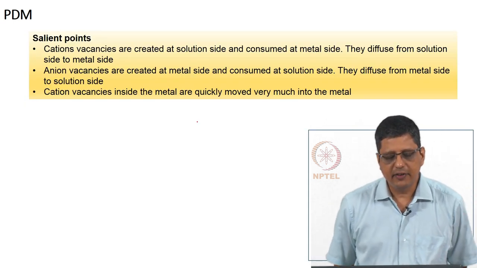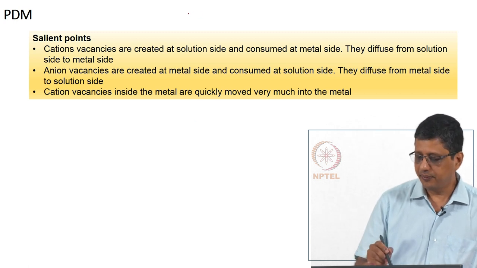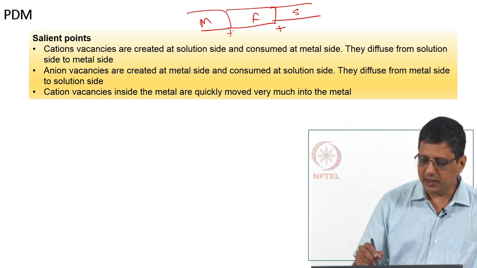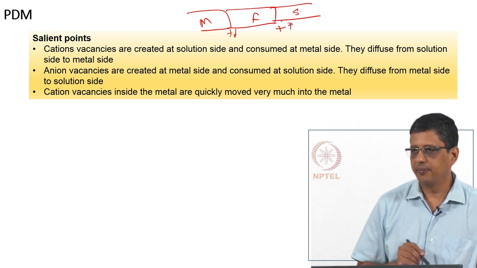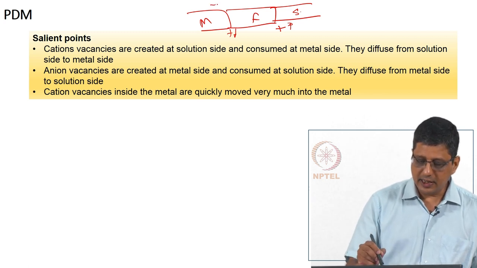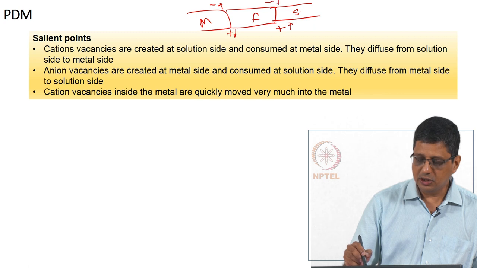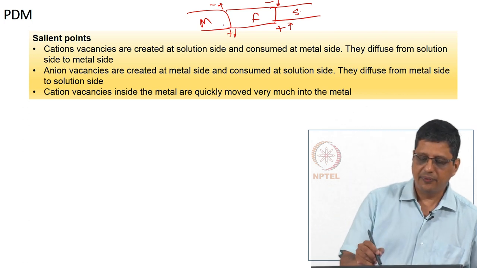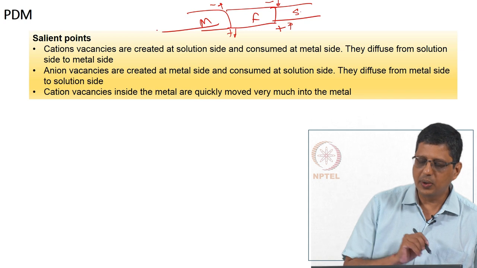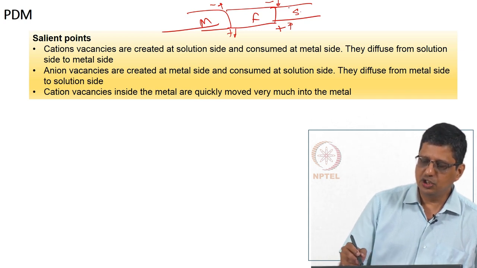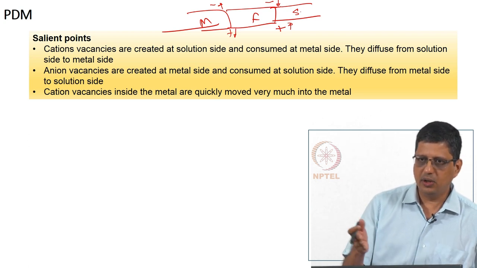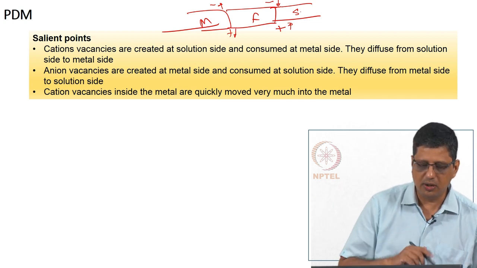So few points, cation vacancies are created on the solution side. Metal film solution, cation vacancies are created here, cation vacancies are consumed here. Anion vacancies are created here and anion vacancies are consumed here. Cation vacancies in the metal go quickly in there. Anion vacancy is consumed here using water. So, water is of course replenished, it is a liquid. The moment it gets consumed, another water molecule is going to come.